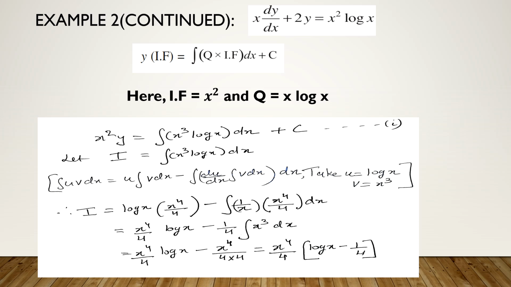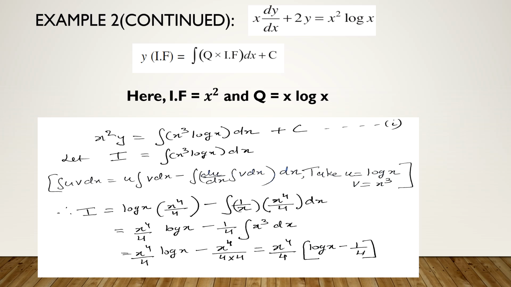Third step, y into integrating factor is integral q into IF dx plus c. So in this example, integrating factor we found is x square, q is x log x. Put the values. X square into y is equal to integral of q into x square, means x cube log x. Now this integral x cube log x, again use the multiplication rule. Now remember, in using the multiplication rule, take care which function to take as u and v, so that the simplification becomes easy. Here you need to take u as log x.